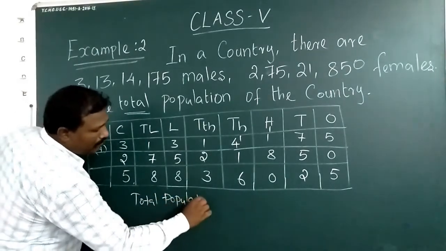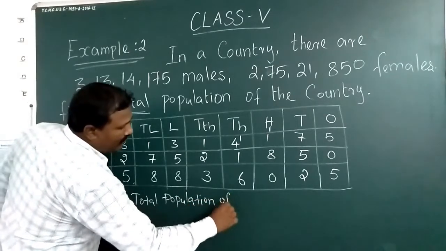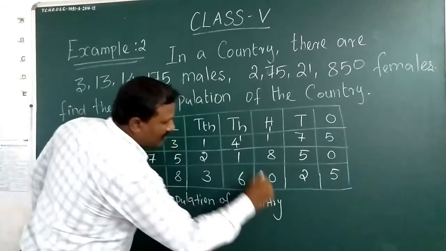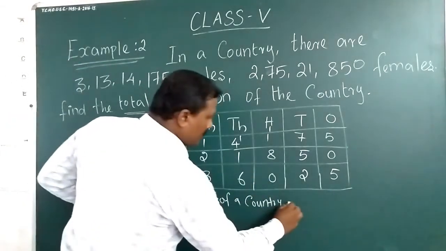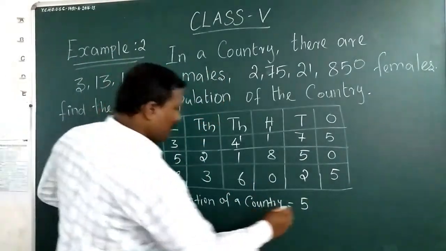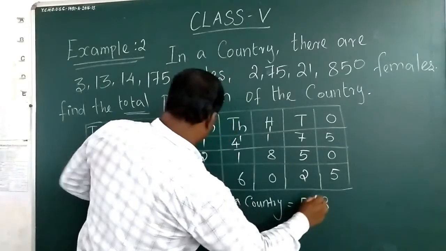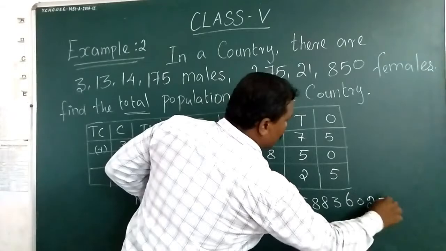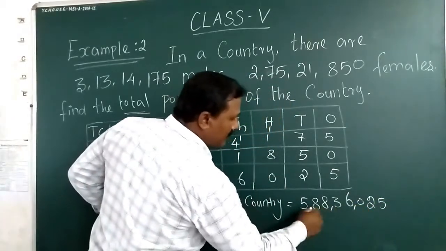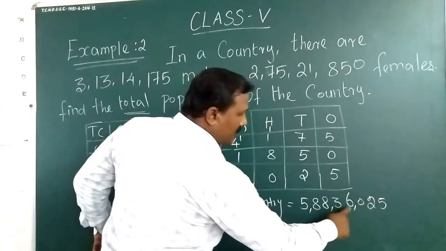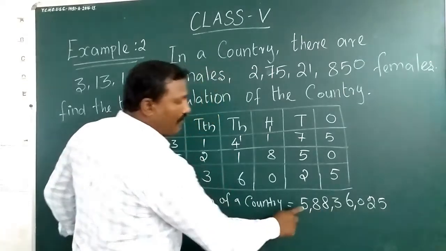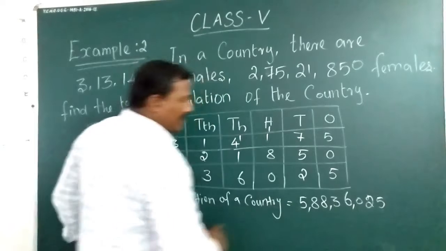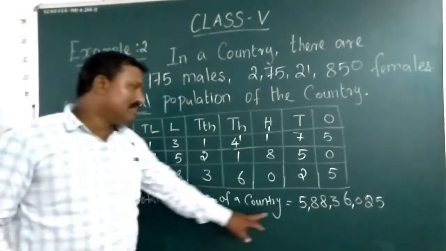The total population of a country: 5, 8, 8, 3, 6, 0, 2, 5. Put commas as per the Indian place value system: ones, tens, 100, 1000, 10,000, lakh, 10 lakh, crore. So 5 crore, 88 lakh, 36,025. This is the total population of the country.